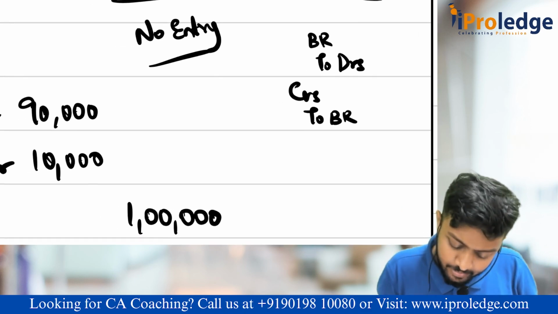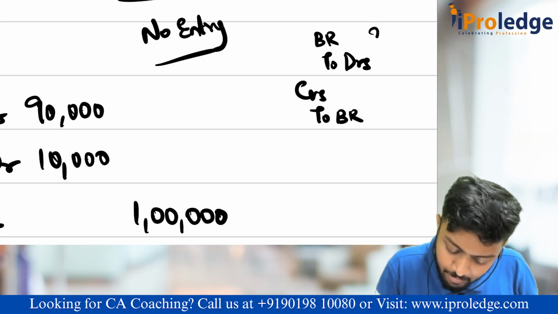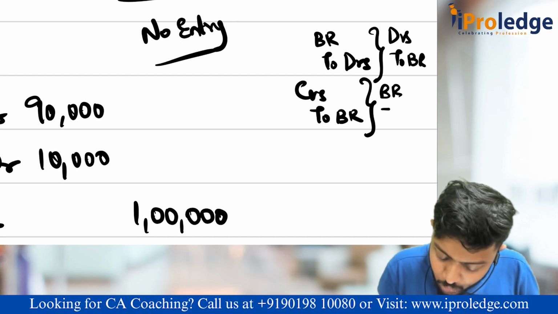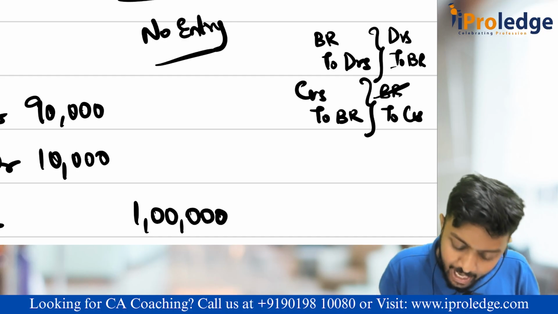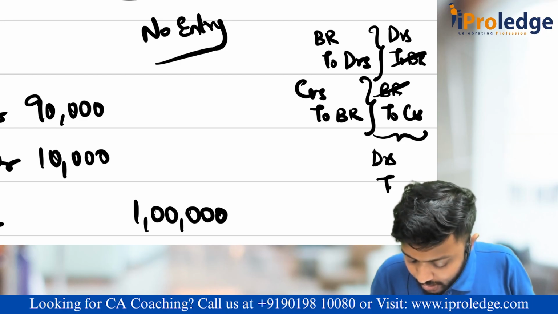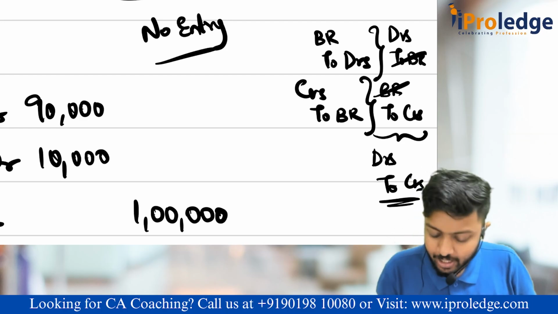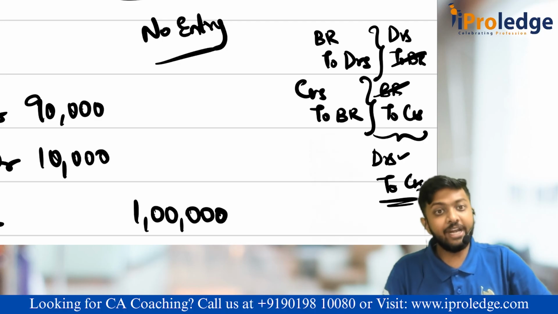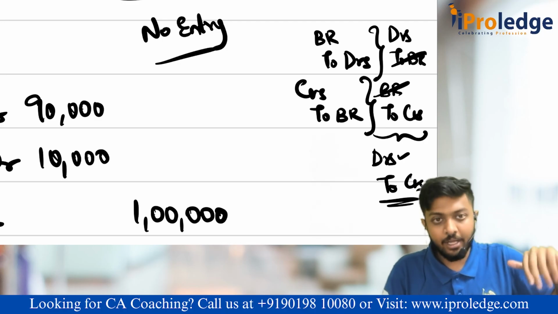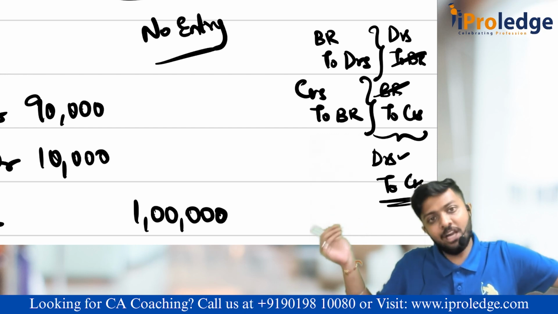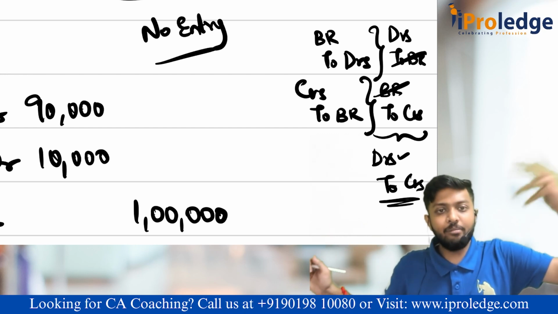If you reverse, what will happen? This BR to debtors will become debtors to BR. And this creditors to BR will become BR to creditors. So BR cancel, credit to debit to. So net entry is debtors to creditors. Now what happened? Debtors to creditors is the dishonor entry. That means the debtor which had gone whenever you raised the bill, now he'll come back. Debtor debited. Creditor who had gone whenever you endorse the bill, he'll come back. Creditor credited.